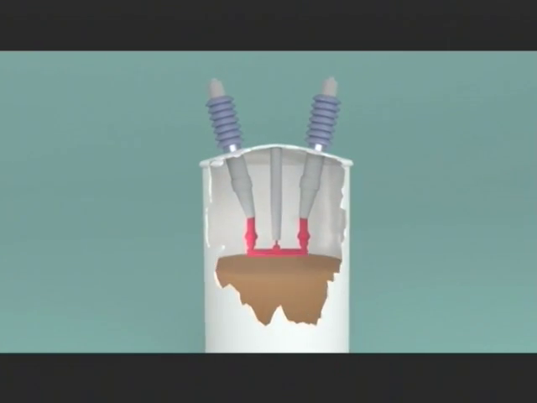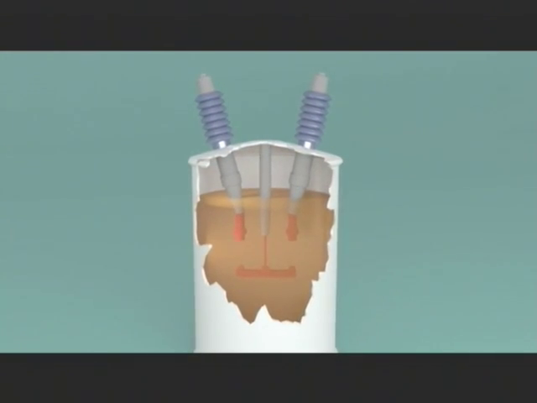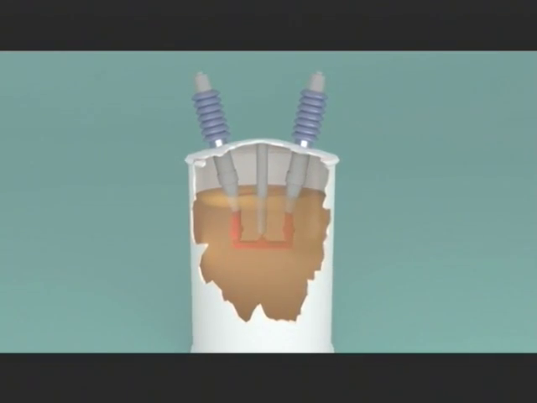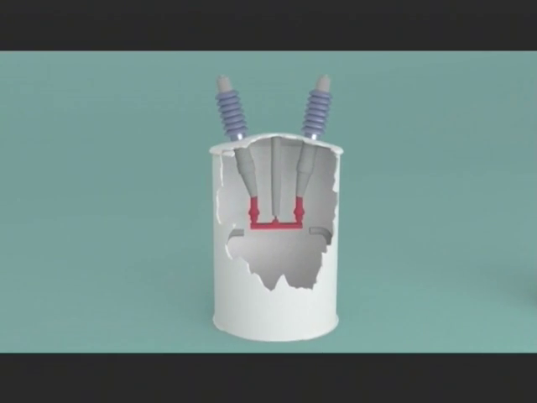Submerging the contacts in oil helps minimize arcing and its destructive effects. The oil helps extinguish the arc that's created by disrupting the flow of electricity. For contrast, let's see how an SF6 would do the same job.